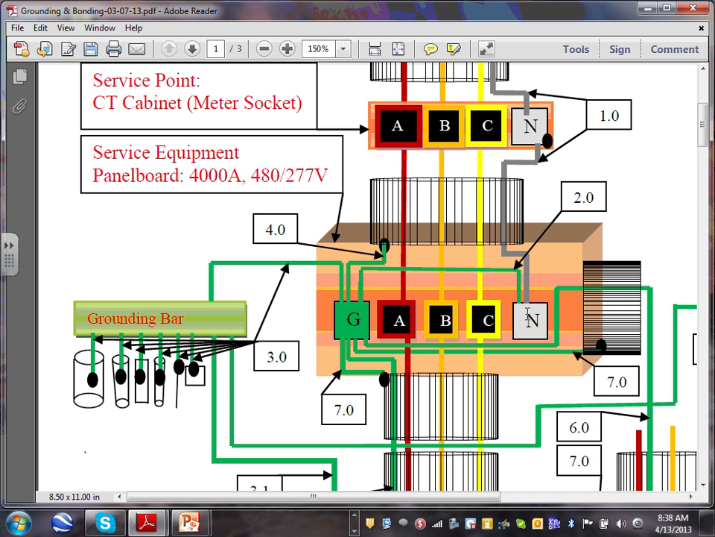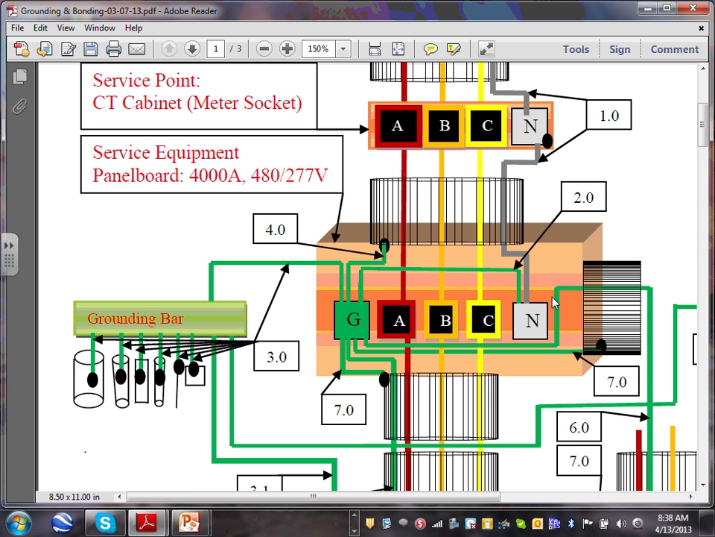Okay, so here's my neutral. Here's my neutral bar in my switchgear. Here's my grounding bar in my switchgear. So what you do is you take a screw, tie the two together, right? Or you take a copper bar, tie the two together inside the switchgear, or you take a piece of wire and you tie them together. So that's your number 2, the main bonding jumper. Grounding your neutral.